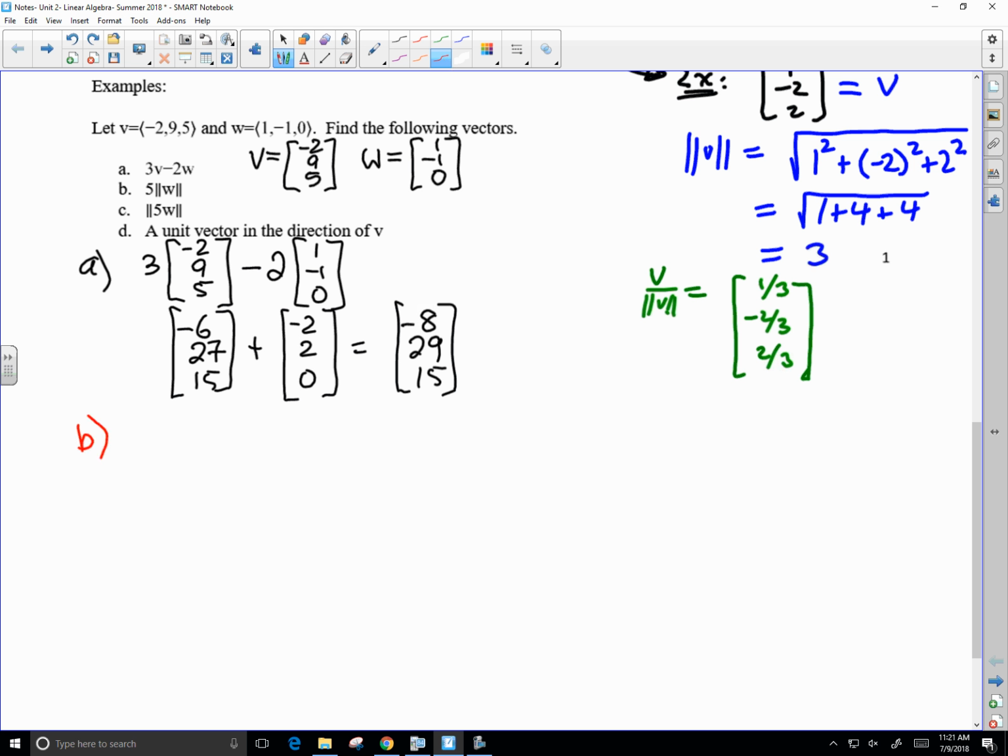All right, so magnitude of W. Just crunch that out right quick. 1 squared plus -1 squared plus 0 squared, though you could obviously leave off the 0 squared. So √2. Therefore 5 times the magnitude of W would be equal to 5√2.